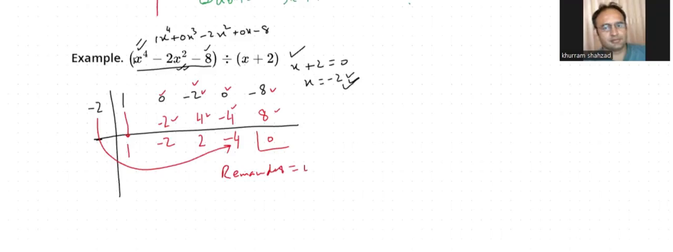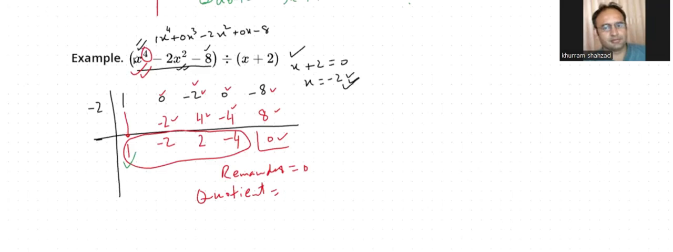And what is the quotient? This is the quotient. This setup is the quotient. So the degree of the given polynomial was 4. Now, what will we write? We will write this 1 as the coefficient of x cube. The degree will decrease after one step of Horner's method. So this 1 is the coefficient of now x cube.